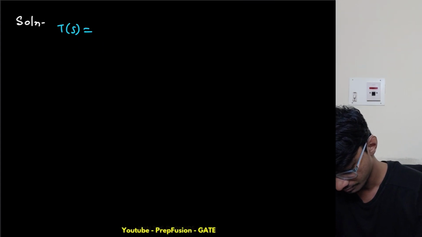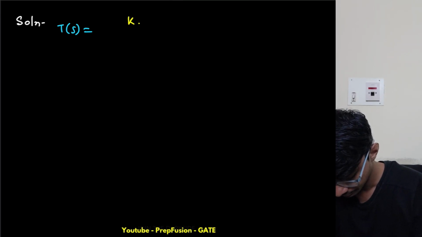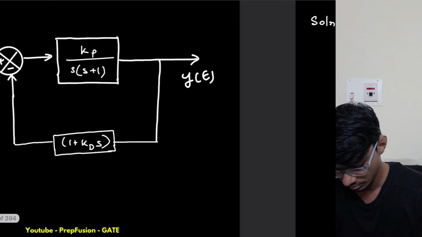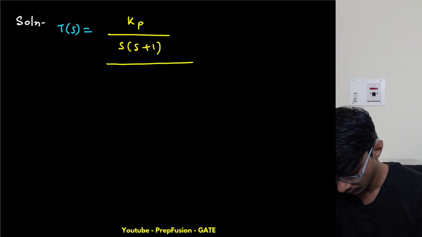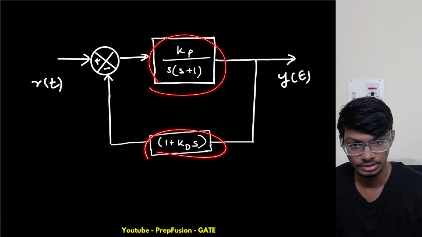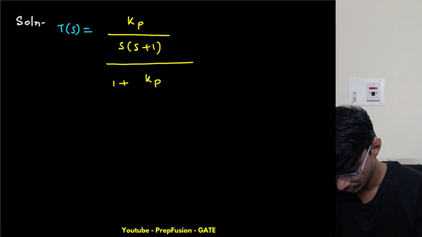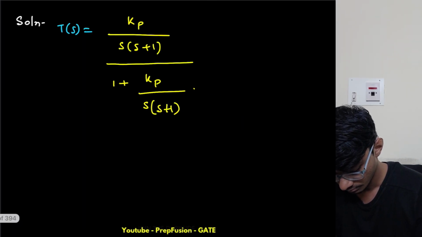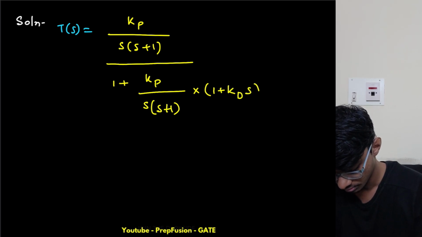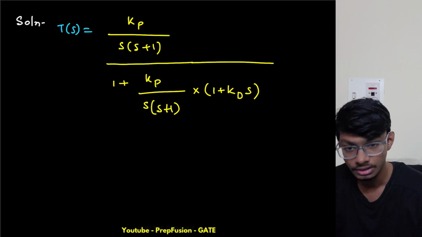So this will be Kp into s into s plus 1, divided by 1 plus Kp into s into s plus 1 into 1 by 1 plus Kd into s. So Kp plus Kd into s. So this is basically my transfer function.